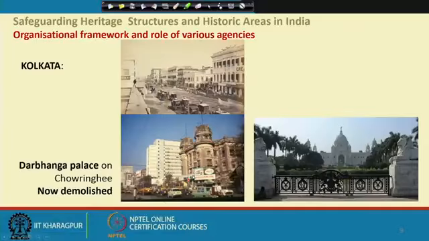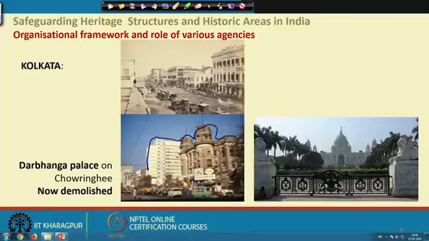Now, if you take the example of Calcutta, I have shown that this is the old Chowringhee road, and this is what is happening there. As you can see, this particular building has come up, and the Darbhanga Palace on the Chowringhee does not exist any longer, and the entire skyline has changed. But still we have other beautiful structures, like for example, the Victoria Memorial, which is a marvel of colonial architecture.